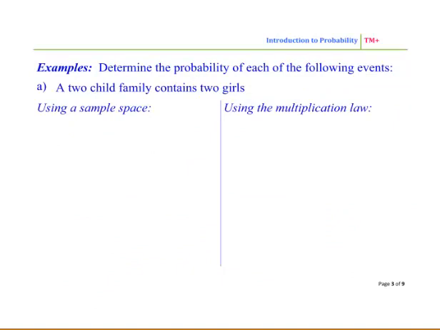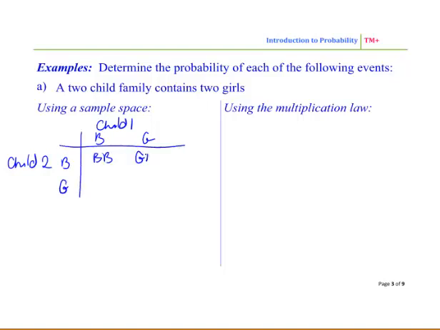Determine the probability of each of the following events. A two-child family contains 2 girls. Now, if I used a sample space, I'd have to go child 1, child 2: boy-girl, boy-boy, girl-boy, girl-girl, and I'm even taking a shortcut here by abbreviating. So I'd have my sample space. So the probability of 2 girls would be 1 in 4.